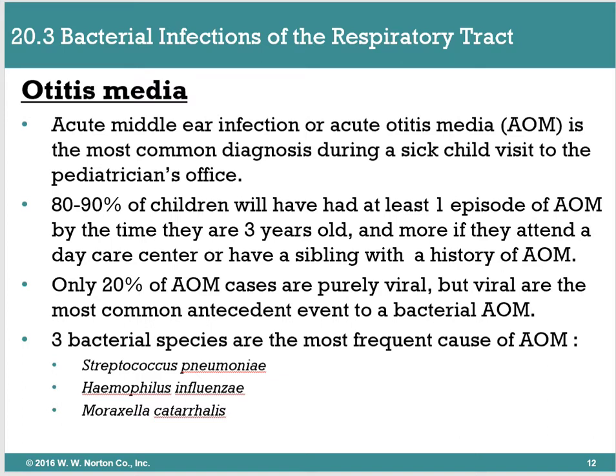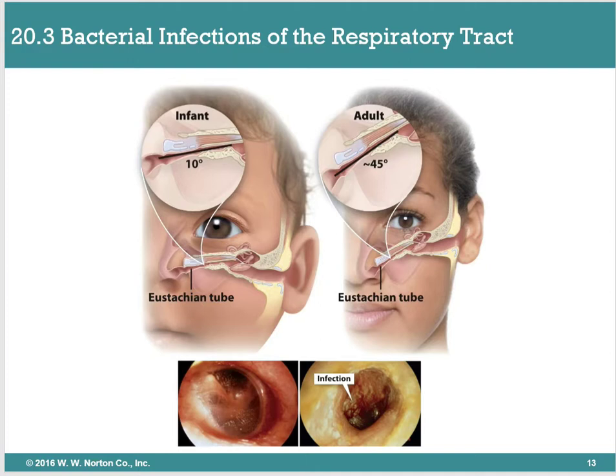But there are some cases where an ear infection can be caused virally, but it's not very common. The three most frequent bacterial species that will cause it are Strep pneumoniae, H. influenzae, and Moraxella catarrhalis, I believe that's how you say it. So those are the three most common species. Virally, not so common. Anatomically, children get more ear infections.